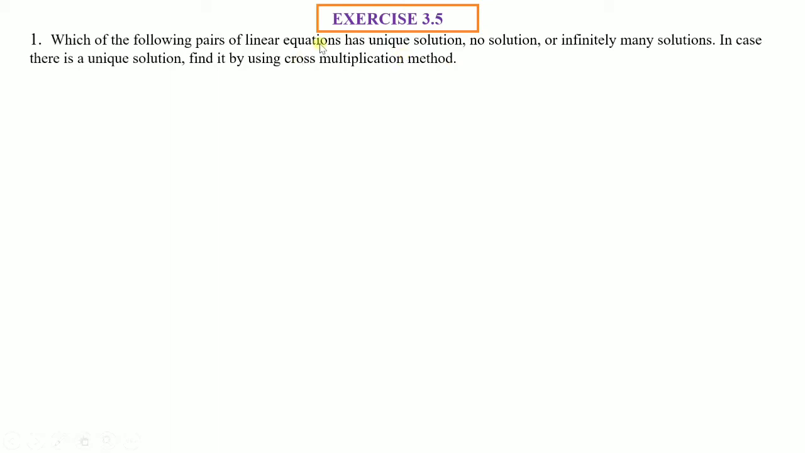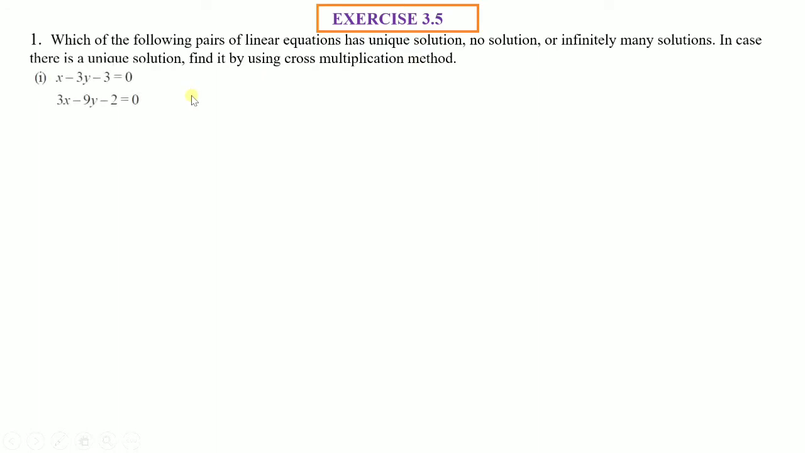So what does it mean? First of all, before proceeding for the solution, you need to check whether the system has unique solution, no solution, or infinitely many solutions. In case there is a unique solution, you remember that the condition a1 upon a2 is not equal to b1 upon b2 is the condition for checking unique solutions. In that case, we have to find those solutions by cross multiplication method.